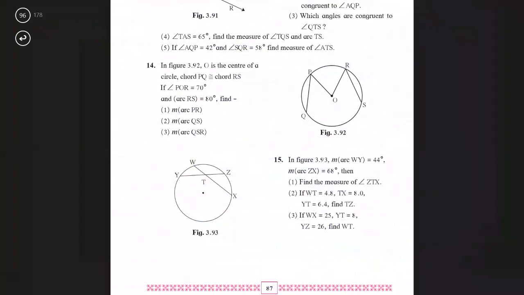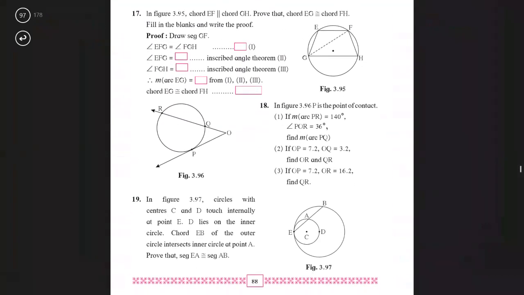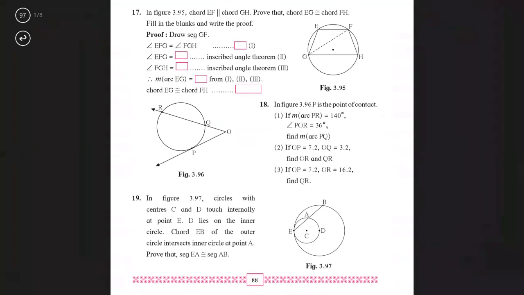Now question number 15 and 16 are not there in your syllabus right now. It's been deleted. We go to question number 17. Pay attention, look at the question in your textbook, and as I explain to you, since it's an activity based sum, I'm going to explain to you. You please take a pencil and write it in your textbook. In figure 3.95, chord EF is parallel to chord GH. Prove that chord EG congruent to chord FH. Fill in the blanks and write the proof.